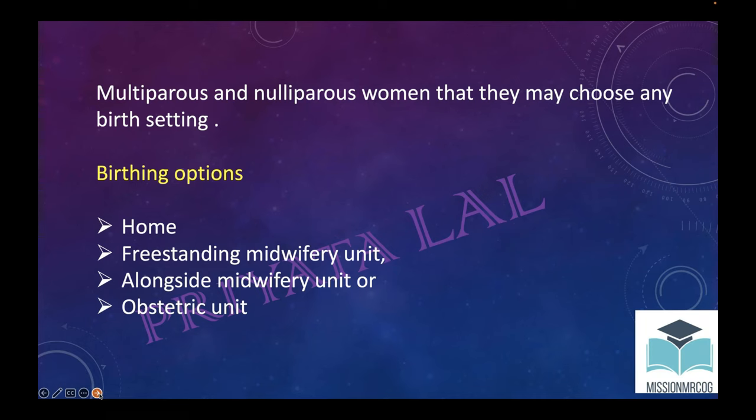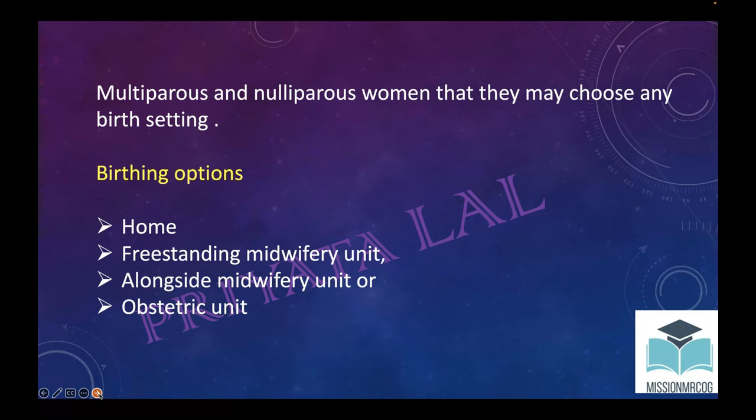Now, there are two midwifery units. Freestanding ones are somewhere in the community, and the alongside midwifery unit is in the hospital, on the same campus. The working would be the same in both, but in an alongside midwifery unit, if something goes wrong and the patient requires transfer, it is just in the next building or the same building, so the time taken will be less. Obstetric units we already know, we work in a hospital, and both kinds of options are available to all women.